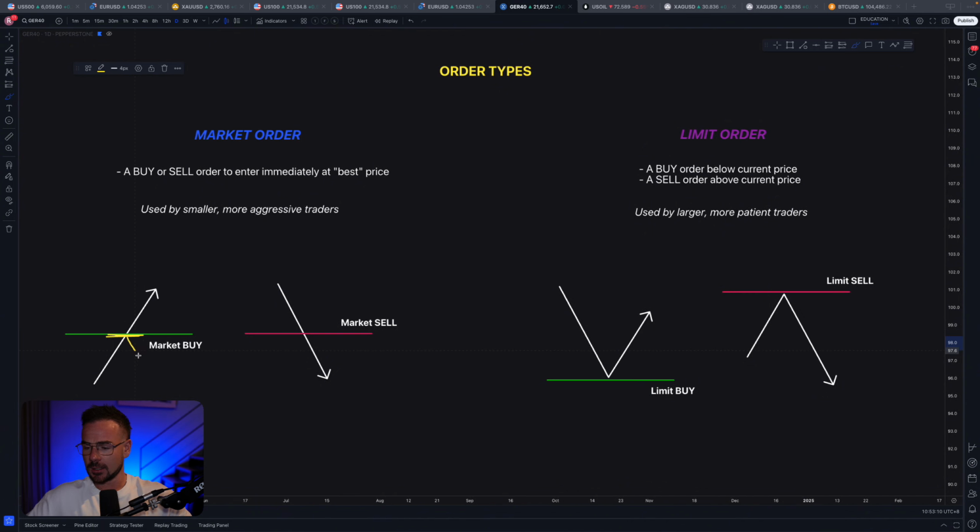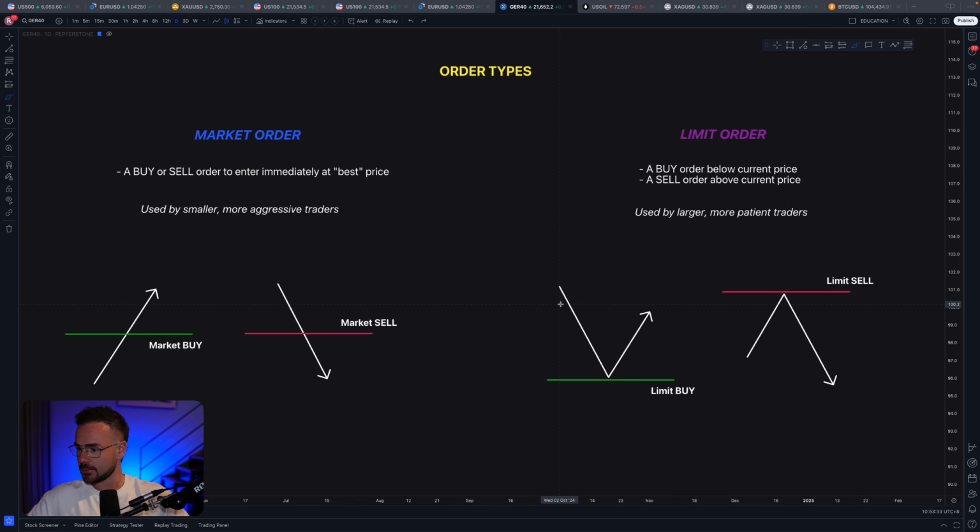You hit market sell, hoping it goes down. Okay, so it's just hitting market buy or market sell anywhere where price is moving. And obviously you're hoping it goes in your direction. Whereas a limit order, okay, it's a buy order below current price or a sell order above current price. Now, this is the most common order. You're going to have less slippage, lower fees, and you're going to be easier to fill bigger positions.